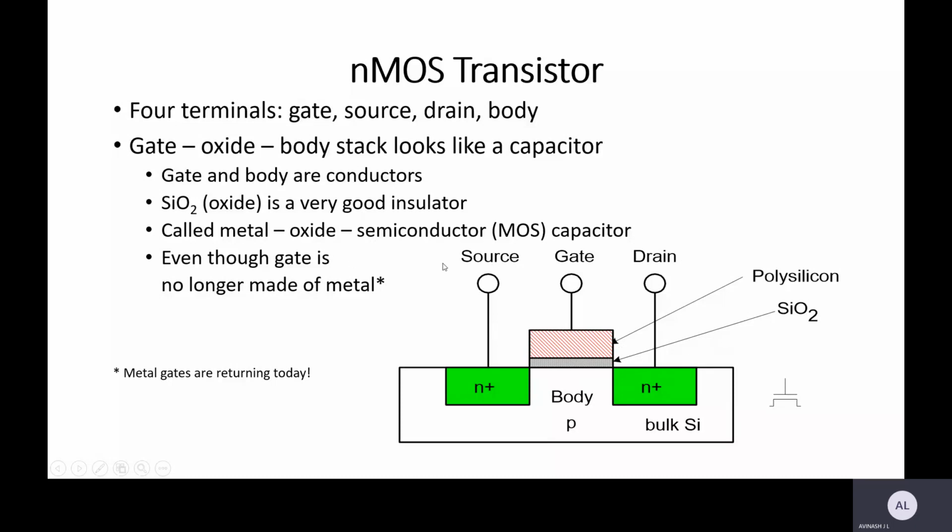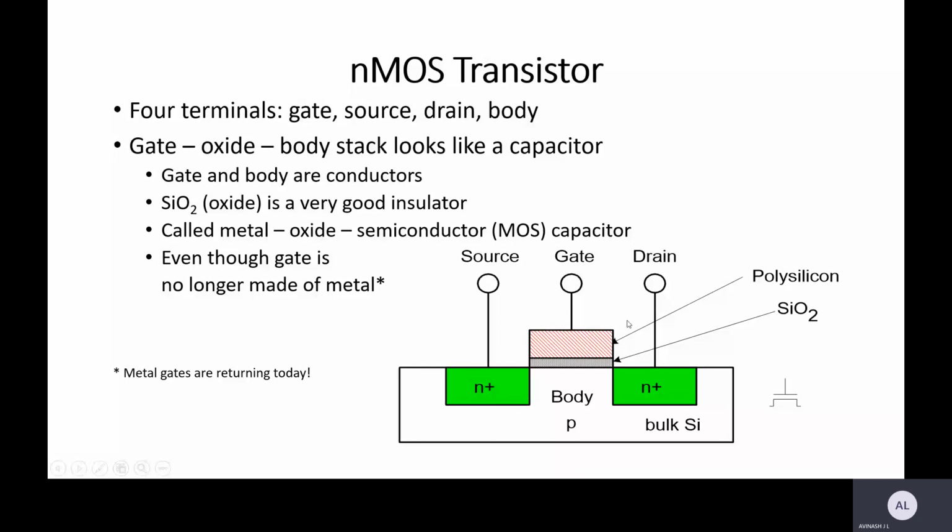That is why it is called metal oxide semiconductor, or metal oxide capacitor, because it is acting as a capacitor. Even though the gate is no longer made of metal, we still say metal oxide. Metal gates are returning today. That means in the very initial days we used metal, but nowadays we started to use something else, and now instead of polysilicon, we are going back to metal.